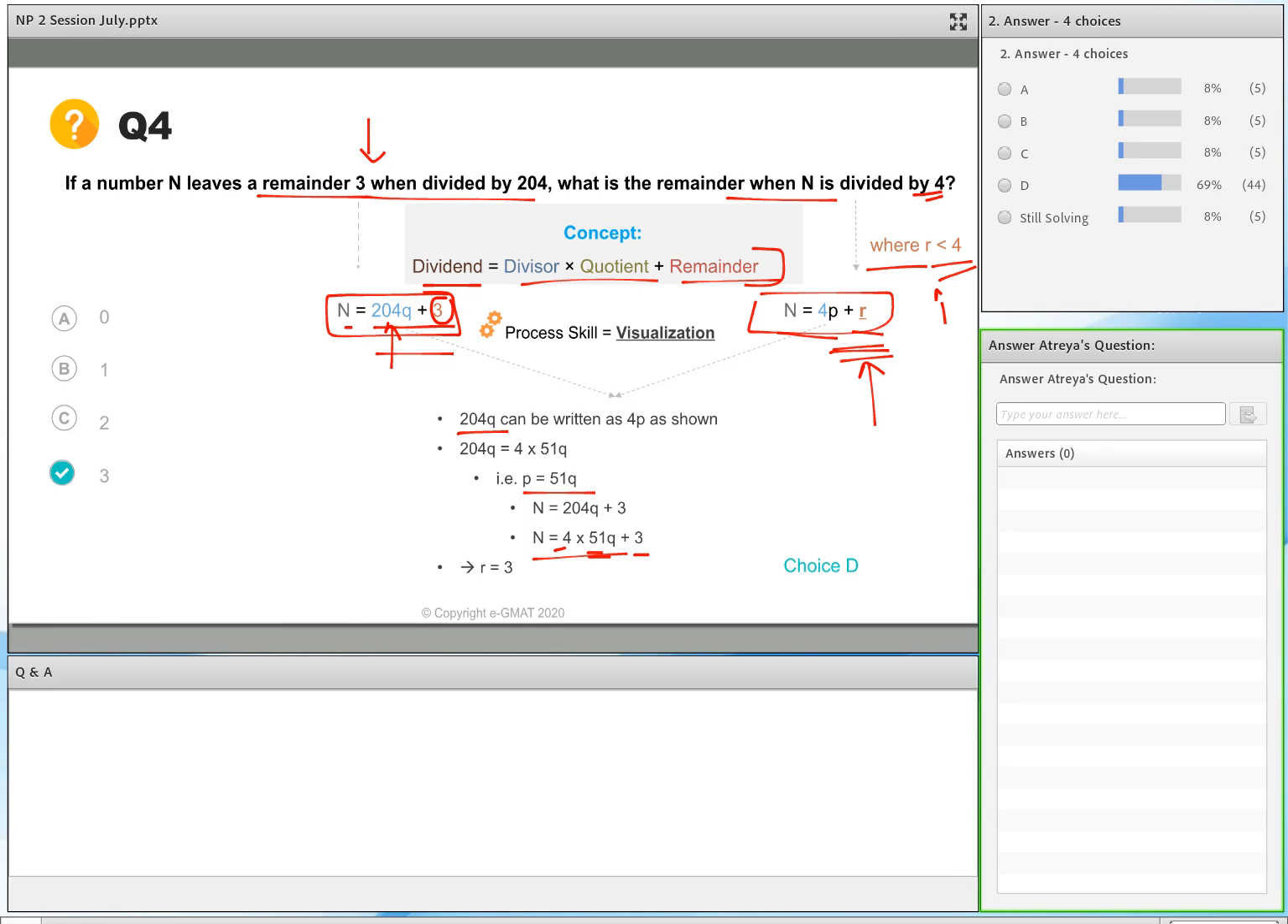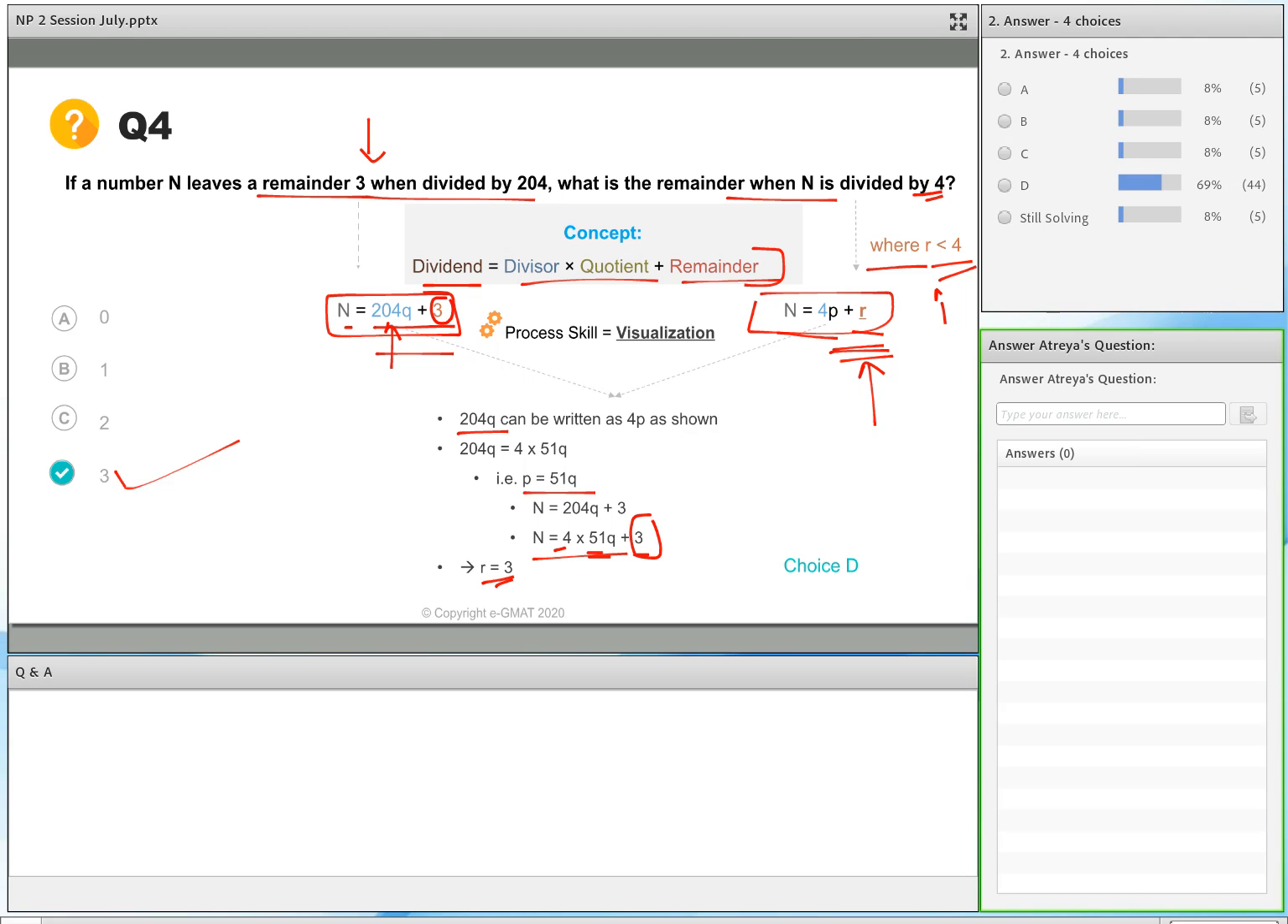What did I tell you people right at the start? If it is, the answer is the same number. So since the value of r is less than 4, the answer for this question is 3, which is choice D. Right? I'm going to do this again so that you understand it in and out.